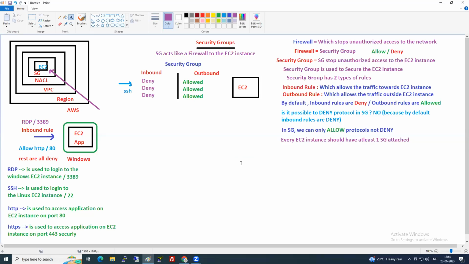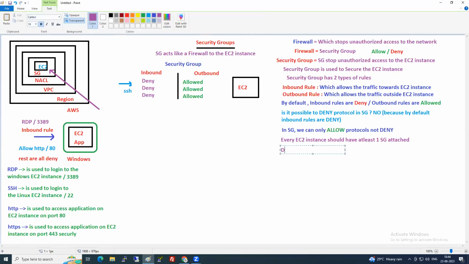There is one more question, sir. Can't we deny inbound rules which we have allowed? Very good question. Now on the EC2 instance, we have two inbound rules, RDP and HTTP. If I want to deny, what do I need to do? Remove it. Delete the rule. If you delete the HTTP rule or the RDP rule, that will get denied automatically. There is no option to deny. You need to delete the rule if you want to deny the protocol.